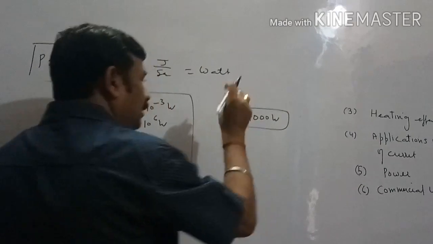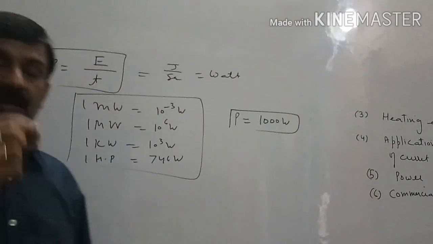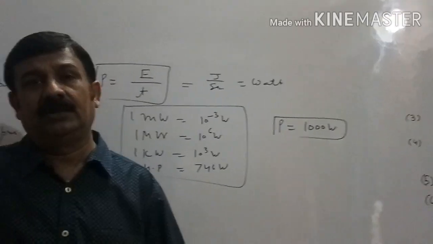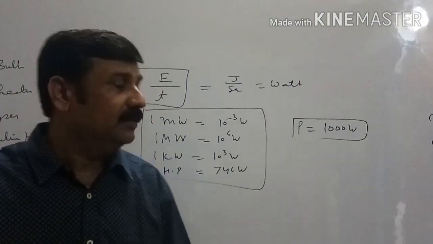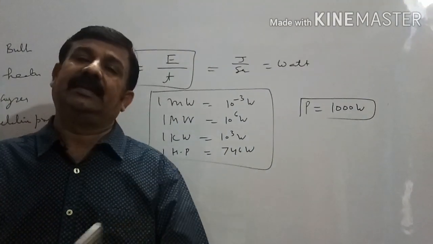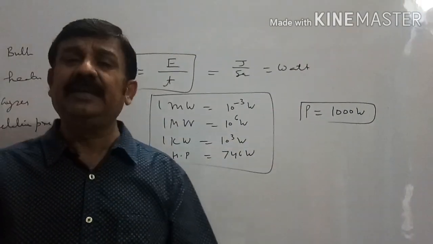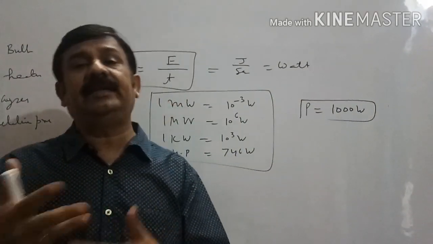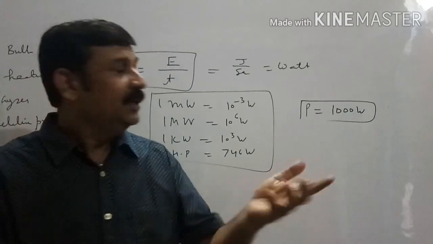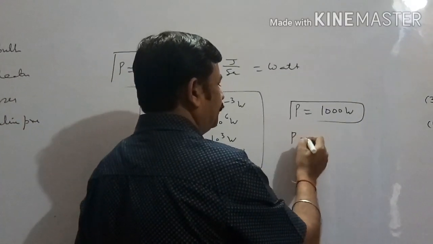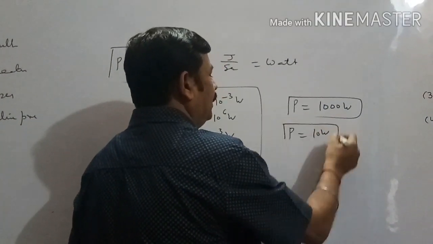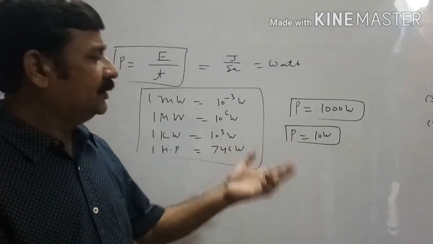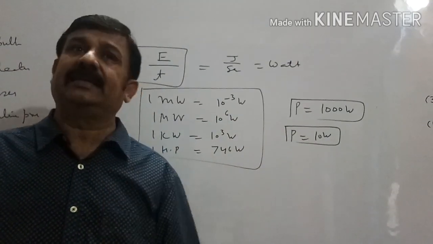It means this device is consuming 1000 joule of electrical energy in 1 second, or this device is producing 1000 joule of energy in 1 second. If it is a bulb, we can say that this bulb is producing 1000 joule of heat and light energy in 1 second. If we have a bulb of 10 watt, it means this device is producing 10 joule energy in 1 second, or this bulb is consuming 10 joule of electrical energy in 1 second.